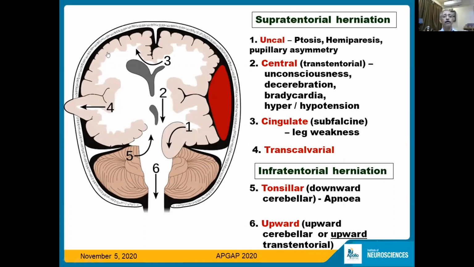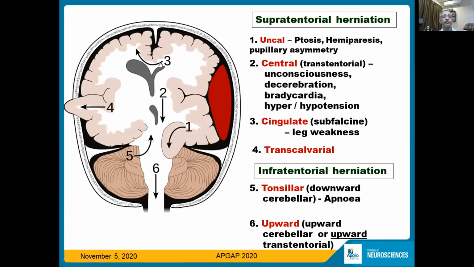We should know about this because various herniations result in various symptoms or signs that we try to pick up in clinical practice. This is uncal herniation. This is the most common, and it is the earliest sign of herniation or raised ICP, wherein you see pupillary asymmetry. And this is what we call central herniation.